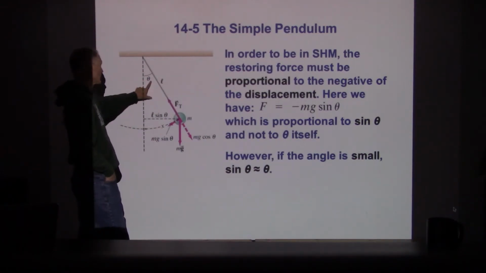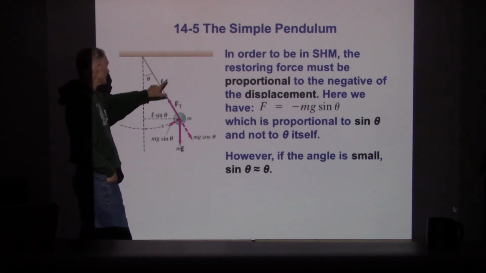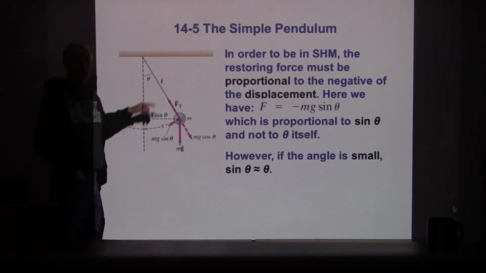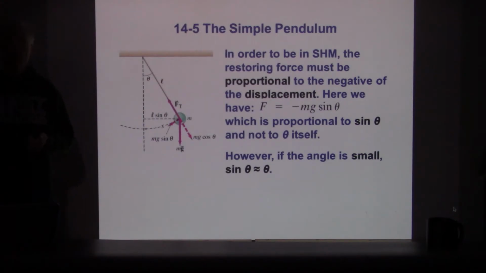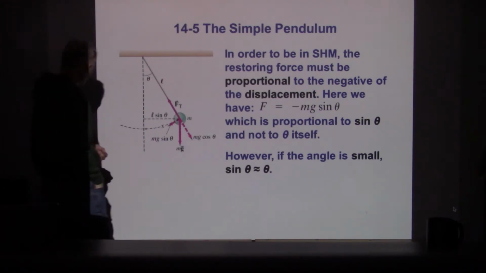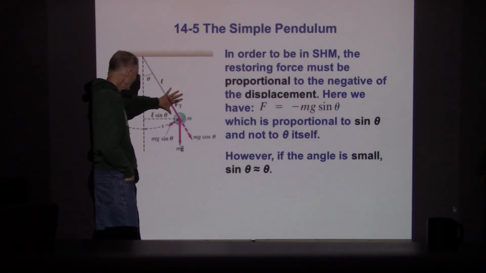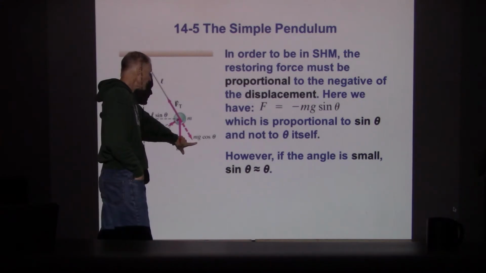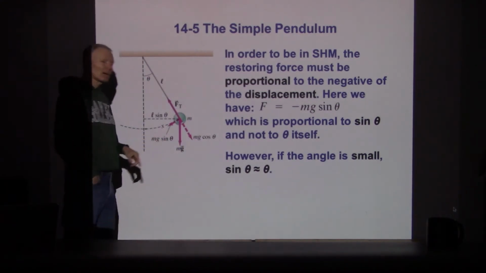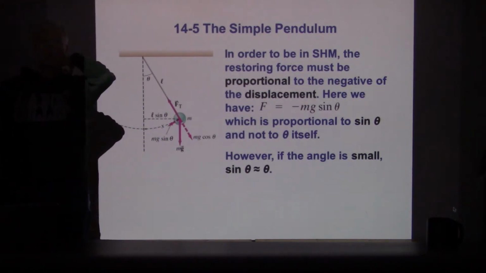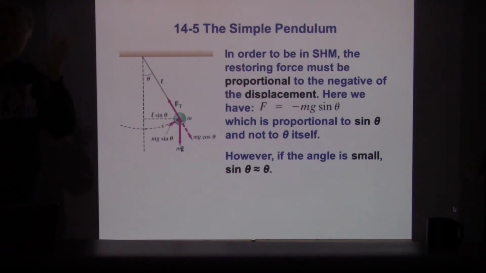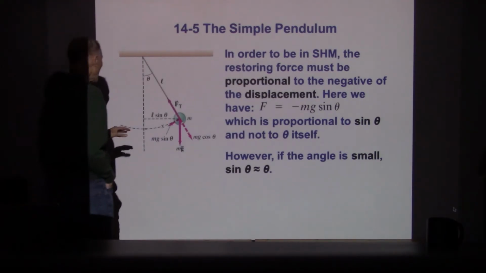Now x is going to be related to L and theta. In fact, x is equal to L times theta, where theta is being measured in radians. That says that tension is not restoring the object back to equilibrium. Mg cosine theta is not. It's all being done with mg sine theta. Mg sine theta is the force right along the path.